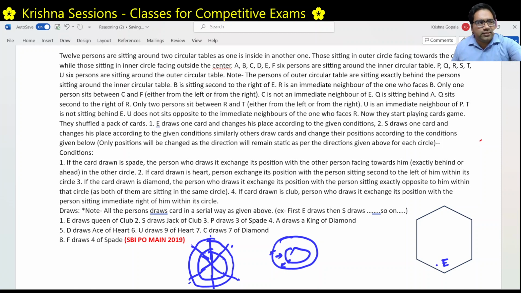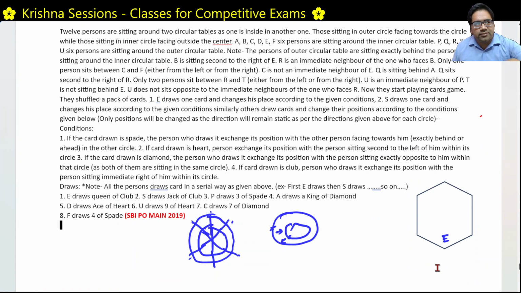If these guys are sitting inside, E is sitting inside, what will be his right? Because he is facing outside, right? He is facing this side. So his right is this. So this becomes B. Right. B is sitting second to the right of E. This is first right, this is second right. Second to the right of E.